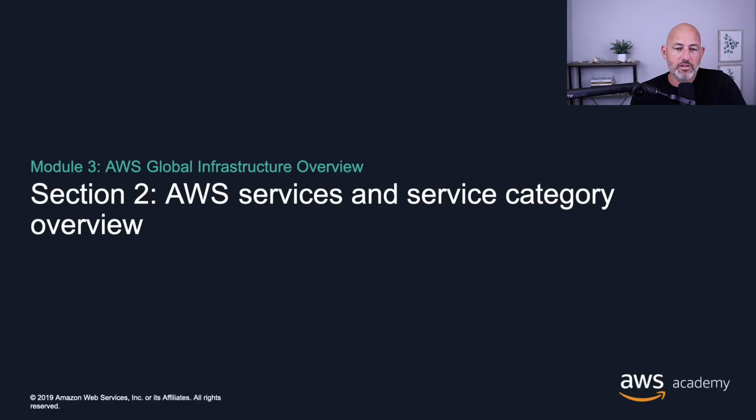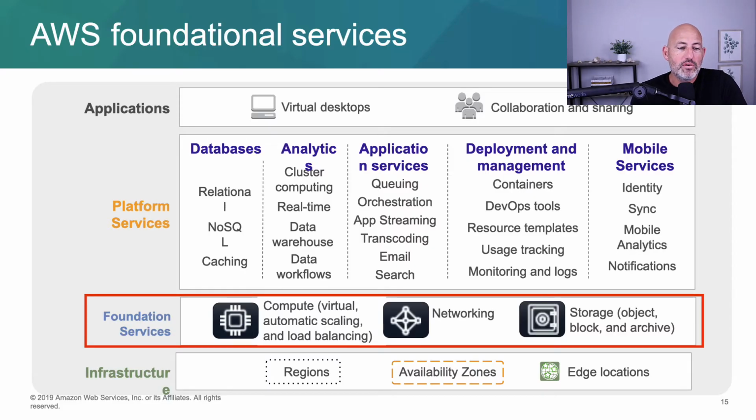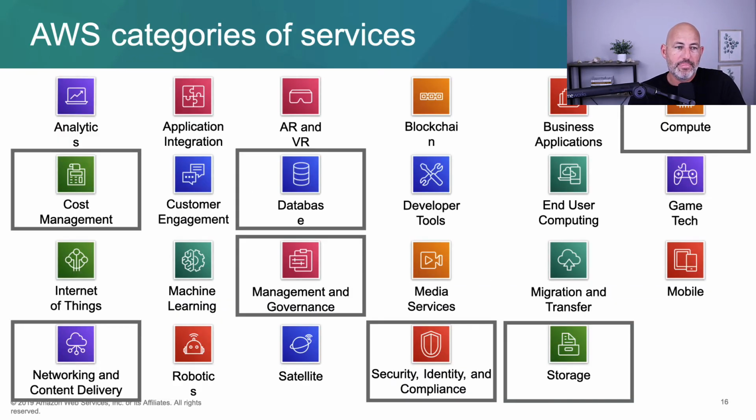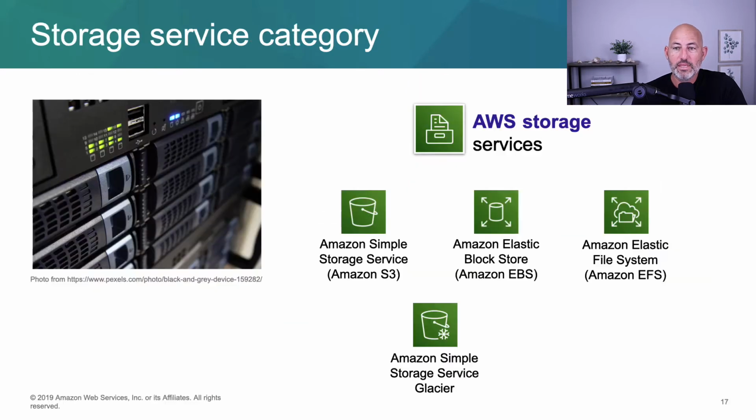Okay, let's talk about service and service category. In terms of foundational services, AWS has compute, which is virtual, with automatic scaling and load balancing, networking, and storage. And the categories of services we're going to talk about are cost management, networking, database, management and governance, security, and compute.